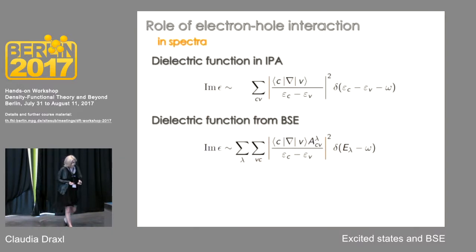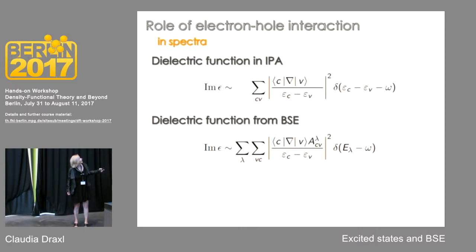So now, how does this affect the optical spectra? Let's have a quick look at the dielectric function. In the independent particle approximation, it's pretty simple. So we have this delta function here, which tells us basically the energy conservation. So you just need a frequency of light that fits between the valence and the conduction band, then you will have a peak in this dielectric function, given that the selection rule allows it, and the selection rule is given by these momentum matrix elements.